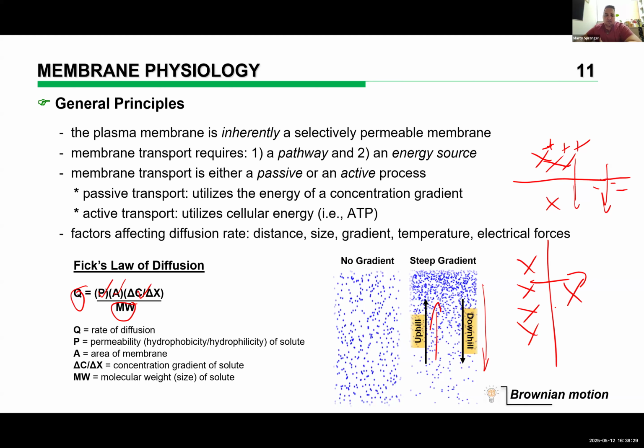So what ultimately drives this? Well, basically the second law of thermodynamics, everything tends towards disorder and Brownian motion. So we have these molecules that are just bouncing off one another and moving as far away from one another as they possibly can.